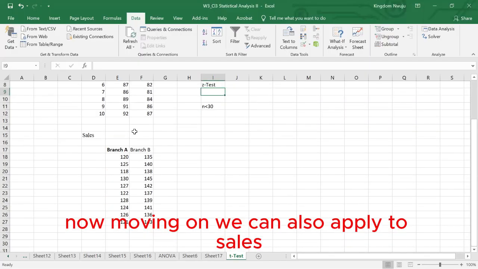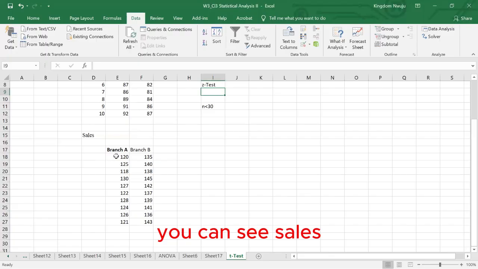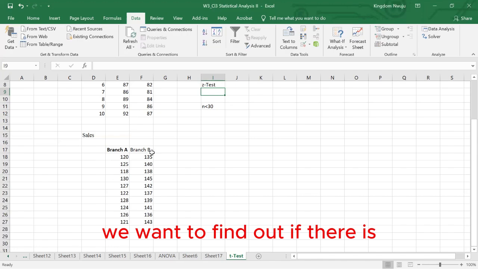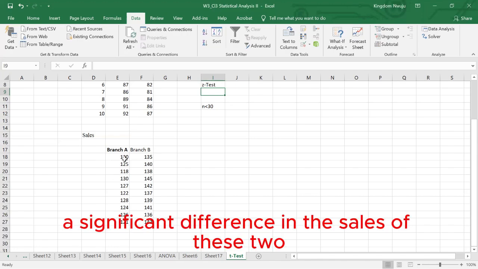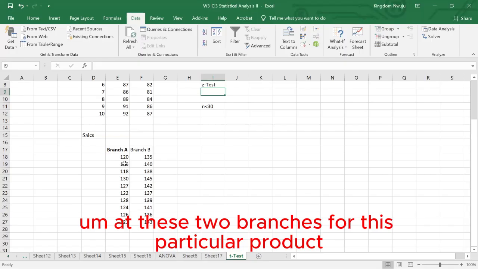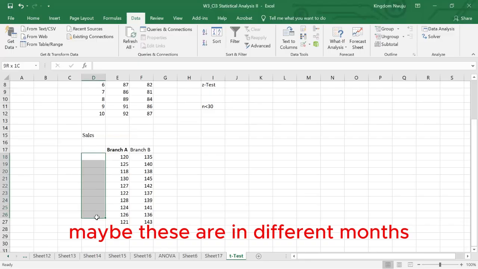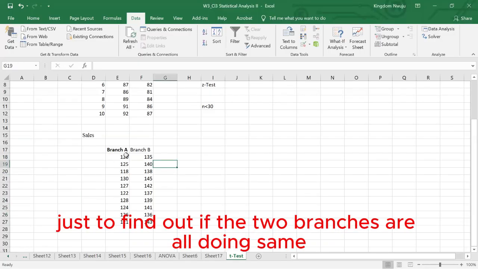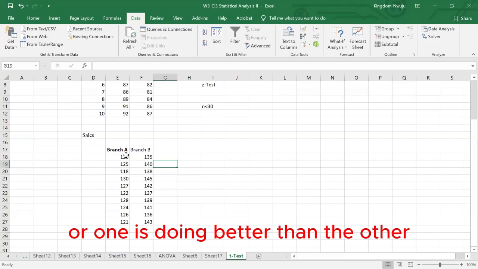Now, moving on, we can also apply it to sales. You can see sales for a company between branch A and branch B. We want to find out if there is a significant difference in the sales at these two branches for this particular product. Maybe these are in different months. Maybe these are total sales, okay? Just to find out if the two branches are all doing the same or one is doing better than the other. All right.